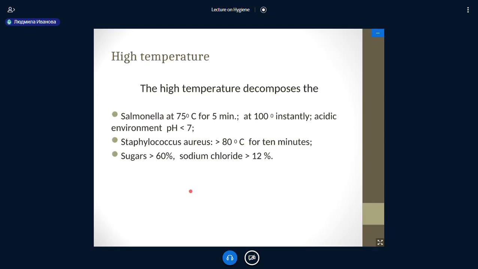High temperature, for example: salmonella, most are sensitive to high temperature, but some toxins are not, because there are specific requirements in order to destroy or remove the toxins. If in foods there is, for example, botulism toxin, most of them are heat resistant. Salmonella is destroyed at 75 degrees for 5 minutes, at 100 degrees instantly, and in an acidic environment with pH less than 7. Staphylococcus, more than 80 degrees for 10 minutes. And of course, sugar more than 60% and sodium chloride more than 12%.